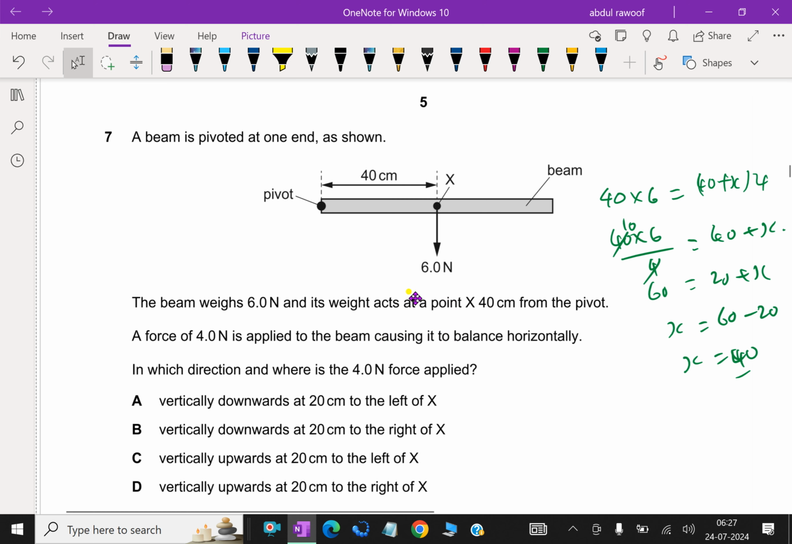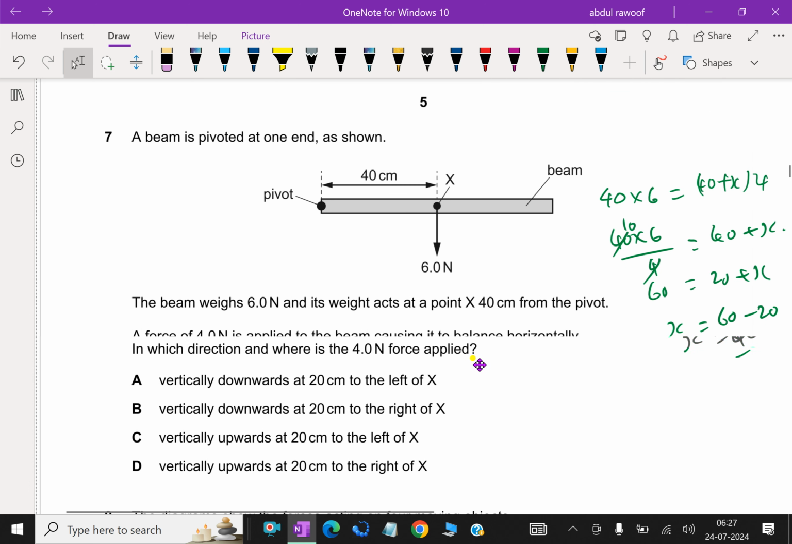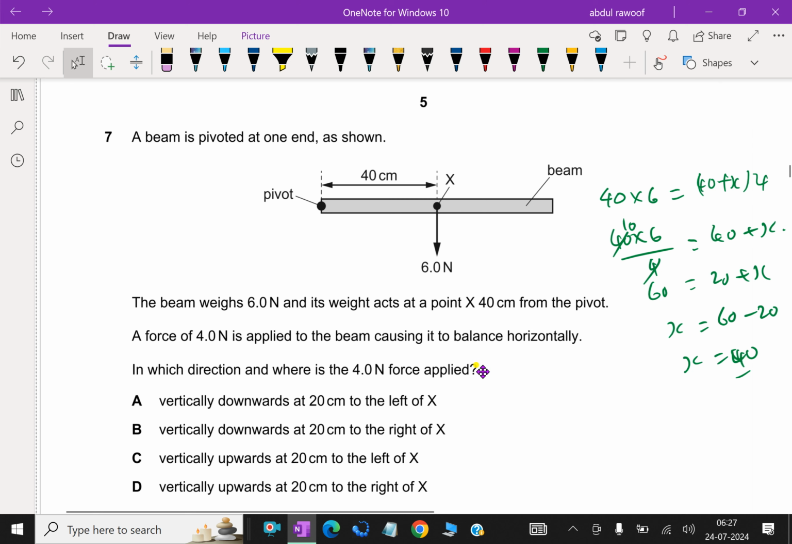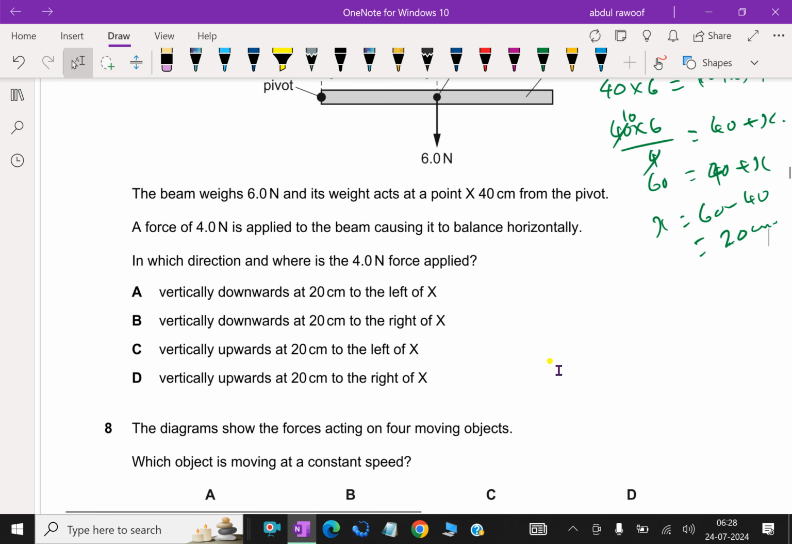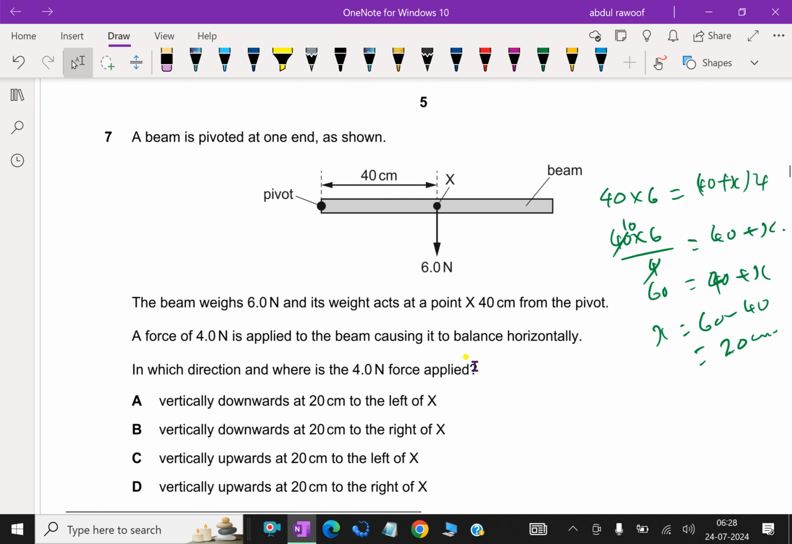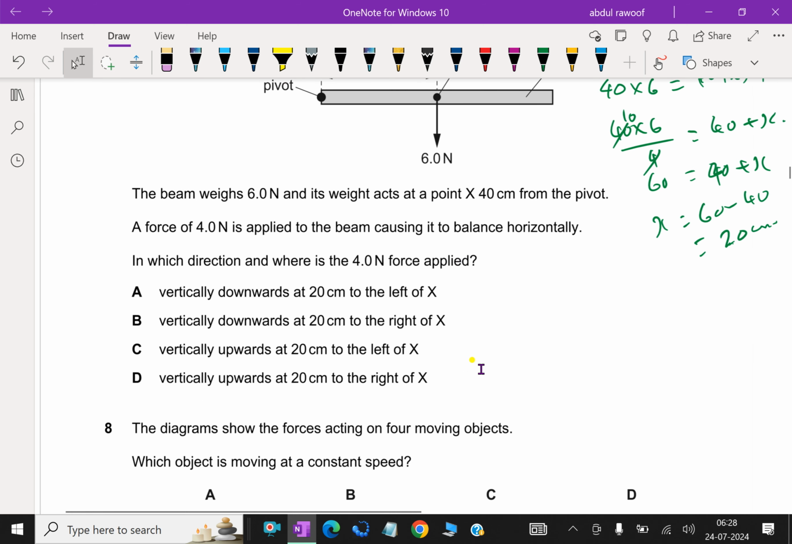So, for question number 7, vertically upward 20 centimeter to the right, because 20 plus x equals 60. Then x equals 60 minus 40 equals 20 centimeter from X to the right side. So answer D is the correct option, because vertically upward at 20 centimeter to the right of X.